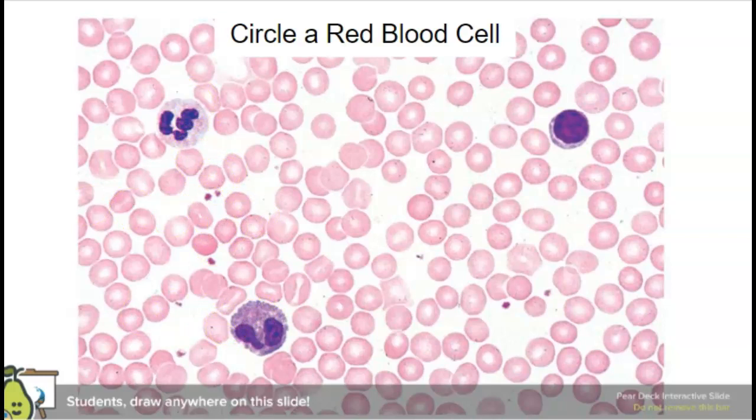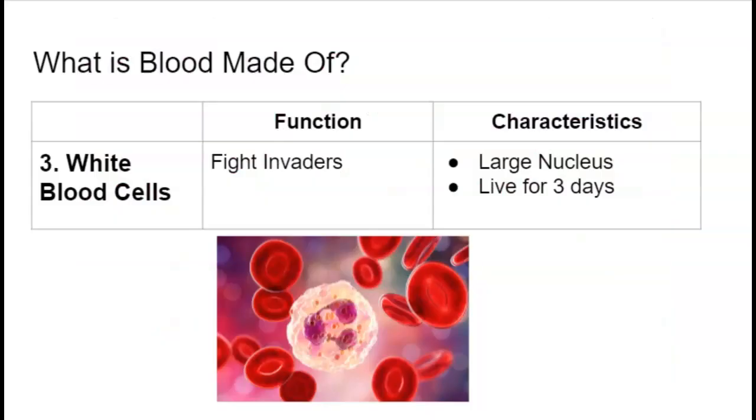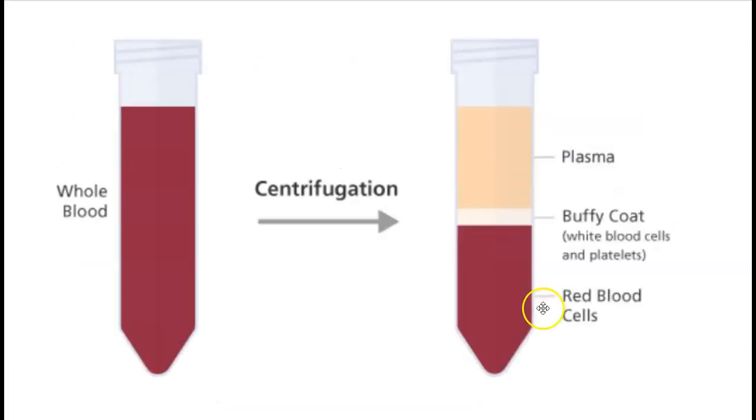So so far we have plasma, we have red blood cells. Next up, we've got white blood cells. I'm going to flip back to our little centrifuge image. So white blood cells and platelets are what we're going to talk about next, and they're in this middle layer. There's not a ton of them. Platelets are really small. They're kind of in between.